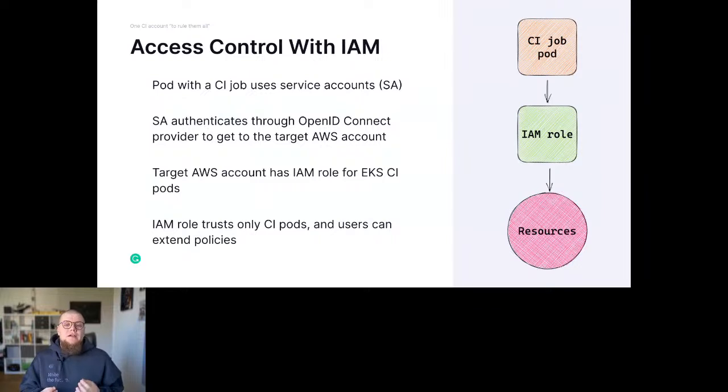GitLab can specify a custom service account for the pod that contains a running CI job. We also need an OpenID Connect provider for the cluster to make a cross-account IAM role assumption from the pod running inside that cluster. AWS accounts for the projects have special IAM roles. They are used by CI jobs, and they trust their assumption only to the defined OpenID provider.